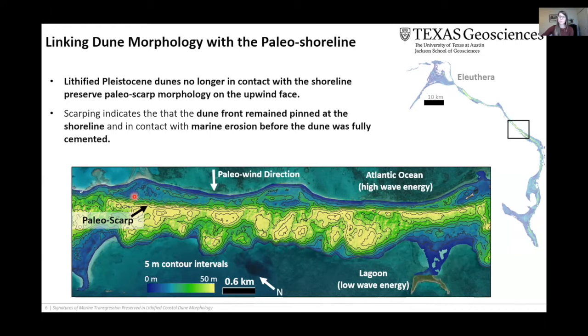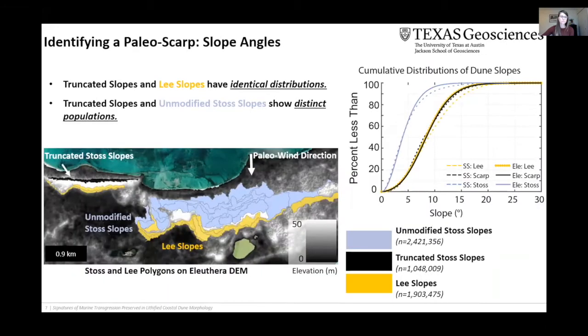But the scarps are preserved as very steep and continuous alongshore linear features on the more energetic Atlantic side of the dunes. The interpretation is that the dune was subjected to frequent marine erosion and was pinned at the shoreline before the dune was fully cemented. So we've used multiple metrics to identify paleoscarps across Eleuthera and San Salvador from these DEMs.